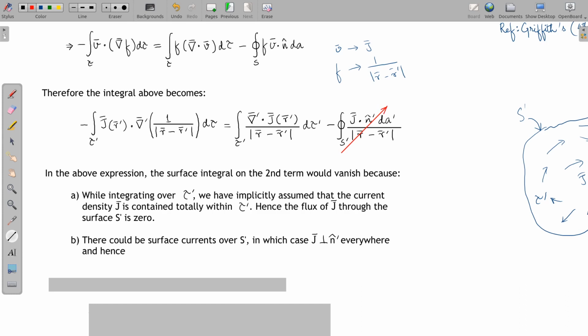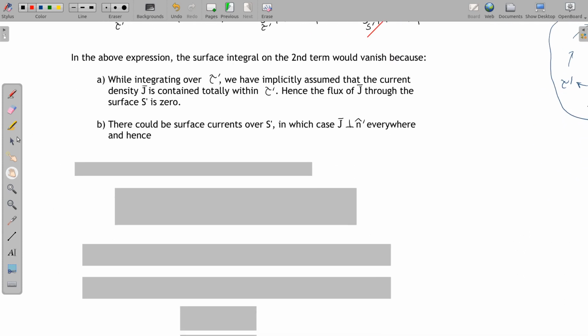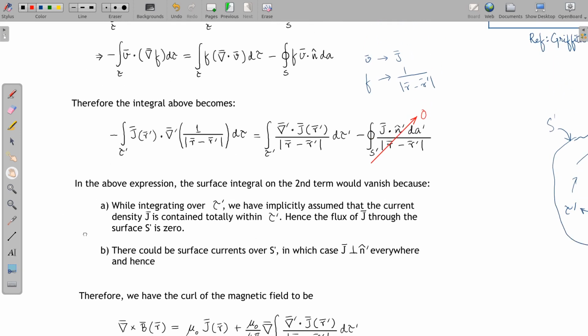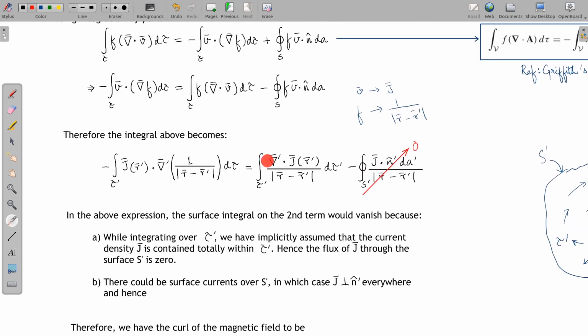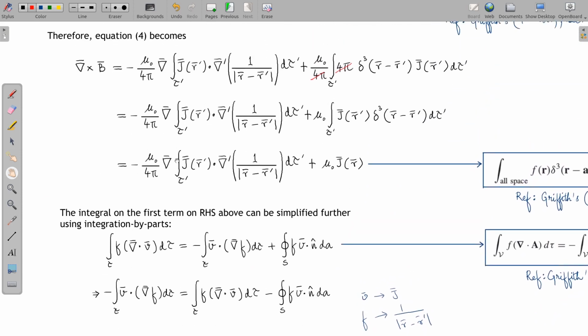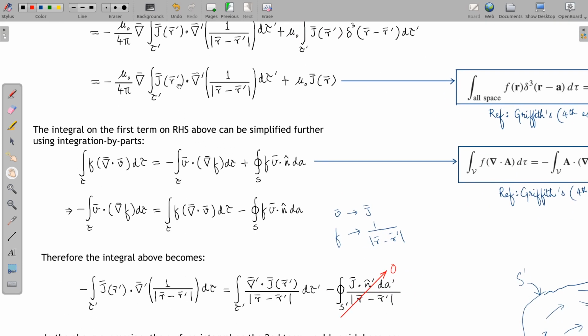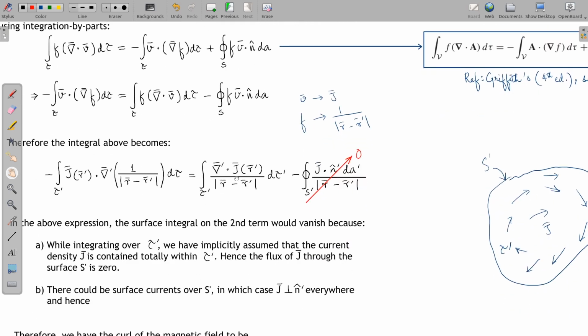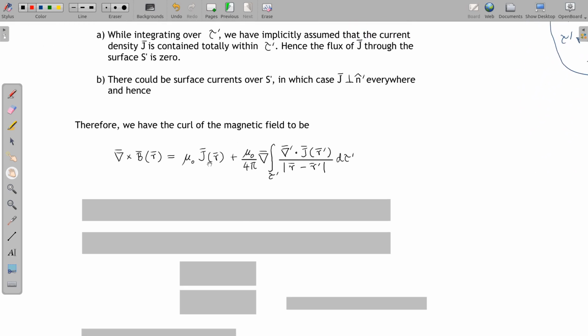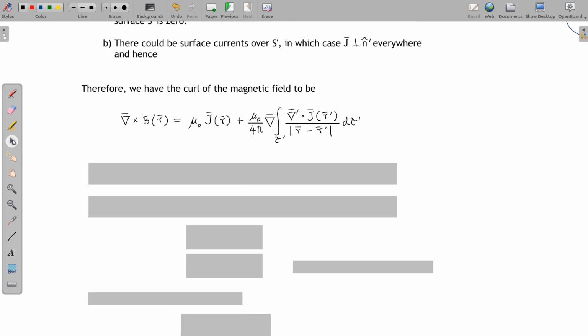This quantity is going to turn out to be equal to 0. So this leaves behind just one term, and we plug this back into this expression. So already we have minus mu naught by 4 pi, the gradient of this quantity that we are trying to find out, which is basically this. So the gradient of this integral is what is left, and there is already a mu naught by 4 pi. So this is what the curl of the magnetic field turns out to be.